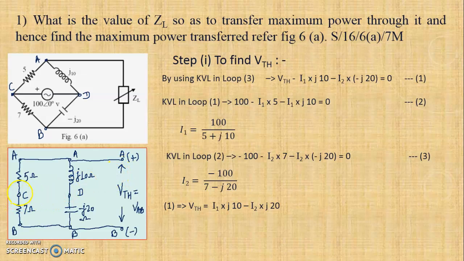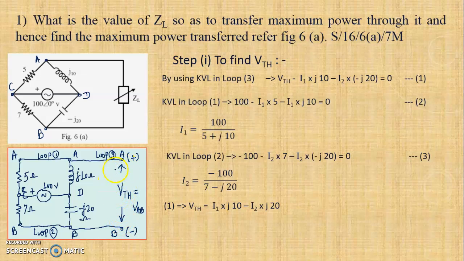Then there is a voltage source present, right? So I just shift this C here. Here there is a voltage source present whose positive is on the left hand side, and the value is 100 volt, present between C and D. Now after getting this, we see that there are 3 loops. This is loop 1, this is loop 2, and I call this loop 3, because we have to find the VTH between the A and B terminals.